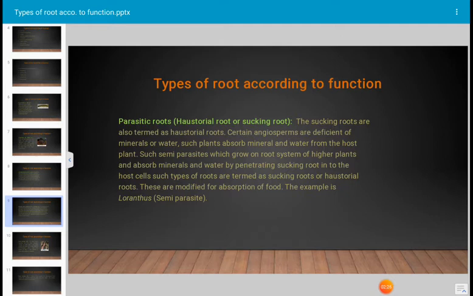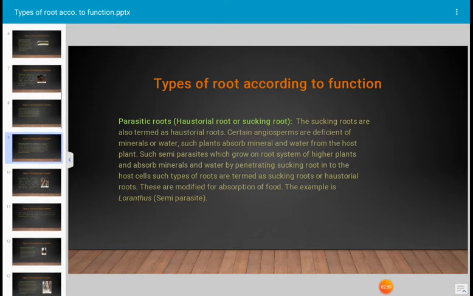Next, parasitic root, these are also called as sucking root or haustorial root. Certain angiospermic plants are deficient of minerals or water. Such plants absorb mineral and water from the host plant. Such semi-parasites which grow on root system of higher plants absorb food, that is water and minerals, by penetrating sucking root into the host cell. These are modified for absorption of the food, and the example is Loranthus. It is an angiospermic plant which is a semi-parasite.